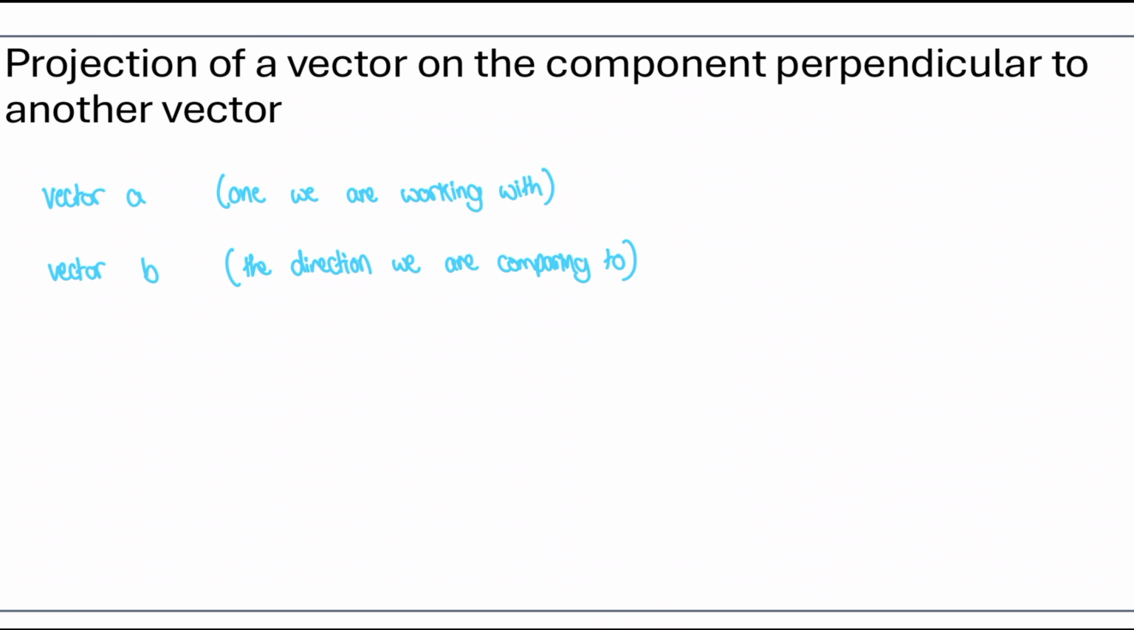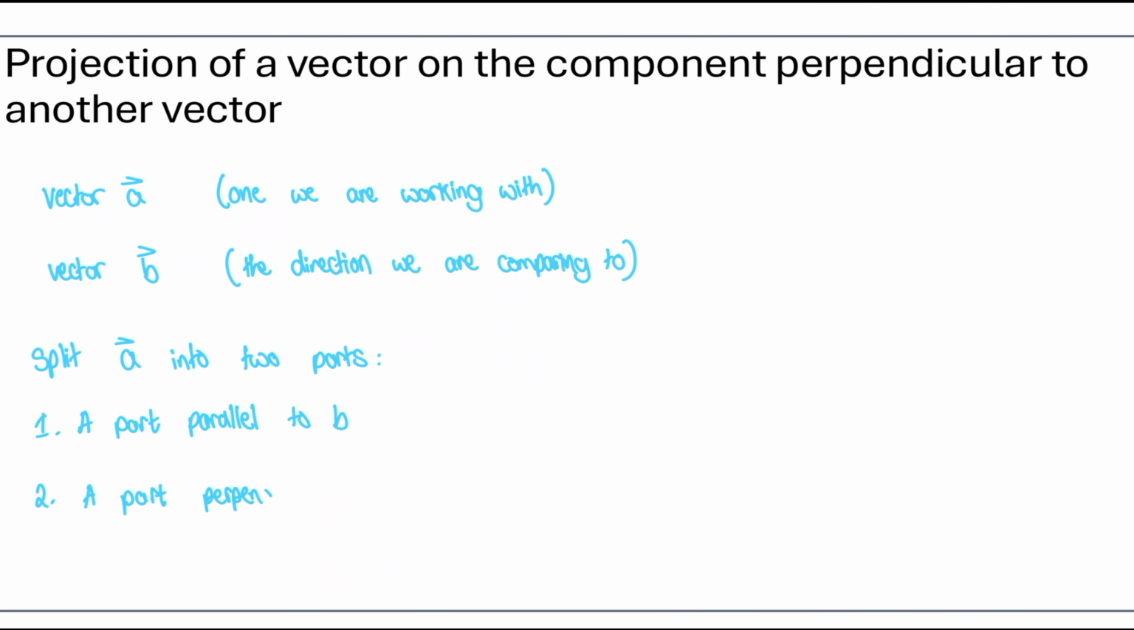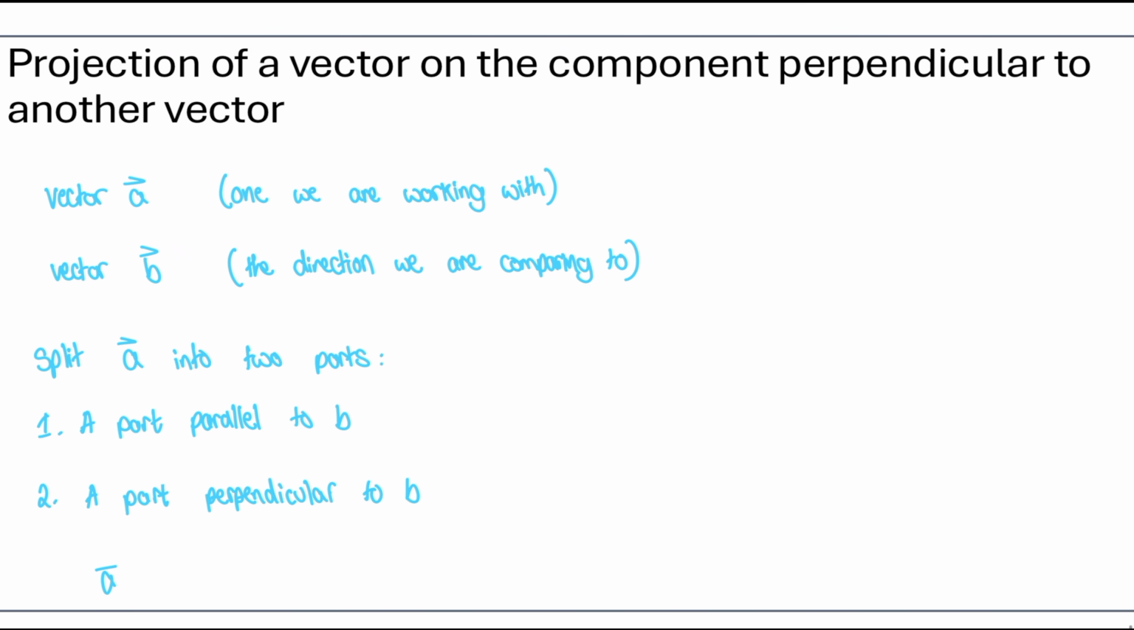So you can split up the vector A into two parts. We could have a part which is parallel to B, and we can have a part which is perpendicular to B. That means we can express the vector A as being equal to some parallel part of B plus the perpendicular part.